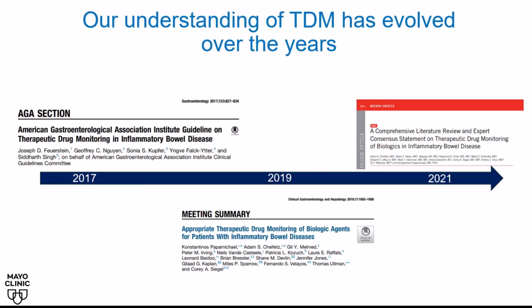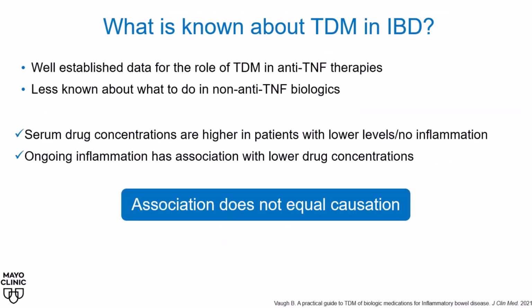And of course, our understanding of TDM has changed over the years. We had the 2017 AGA Therapeutic Drug Monitoring Guidelines, and then the update meeting summary coming out of a pretty robust group, led by Dr. Corey Siegel as senior author, on the appropriate use of therapeutic drug monitoring. And then more recently in 2021, from the American Journal of Gastroenterology, a comprehensive literature review and overall expert consensus came out because, of course, our toolbox is expanding. The opportunity to do therapeutic drug monitoring outside of just anti-TNFs is also expanding. So how do we utilize that in our practice?